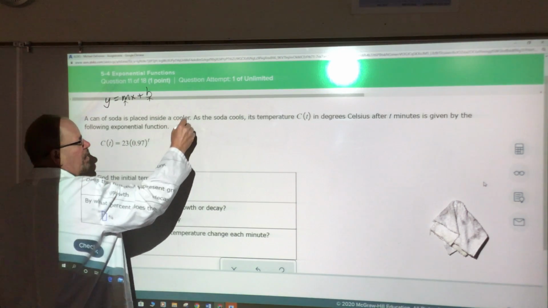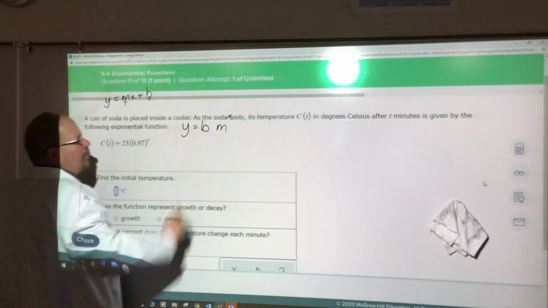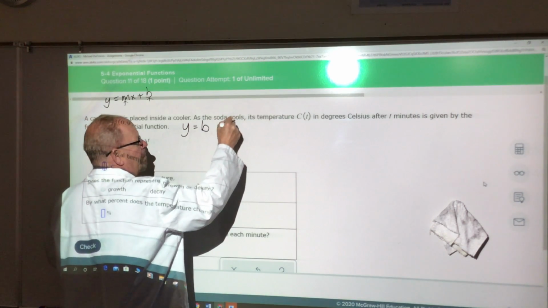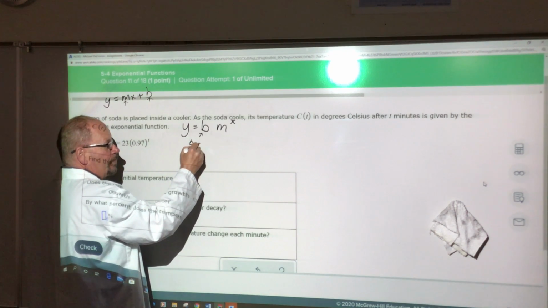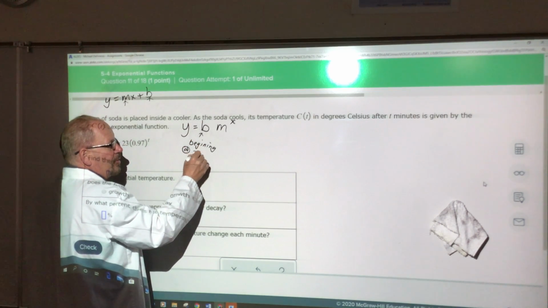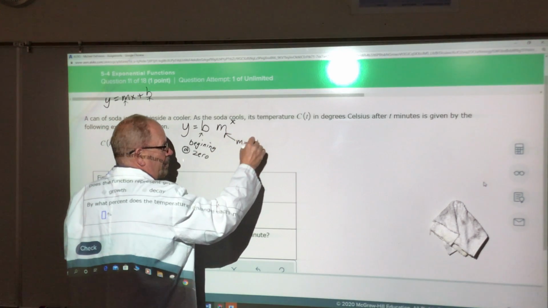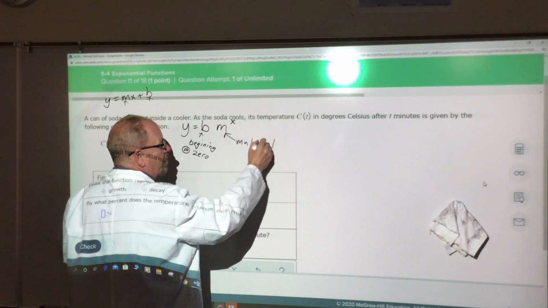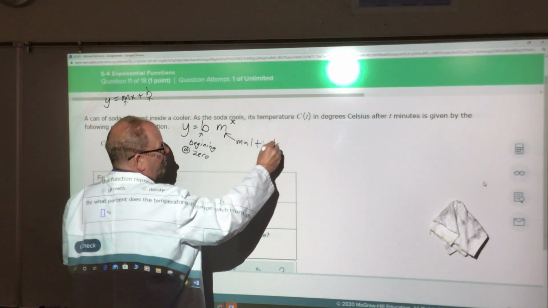Now I'm going to use the same letters. I'm going to steal them for a minute. And think of your BMX bicycle. This is b times m to the x, where this is still the beginning at 0. It's still the beginning at 0, but this is now our multiplier. It is not our slope, it's not our constant of change, it's our multiplier.